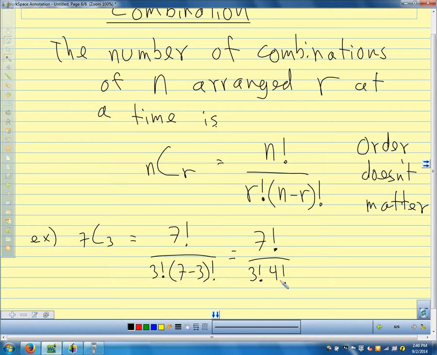One place to be careful here. I can't multiply the 3 and the 4 and then take the factorial. I have to keep all of these separate. I have to calculate the factorial separately.